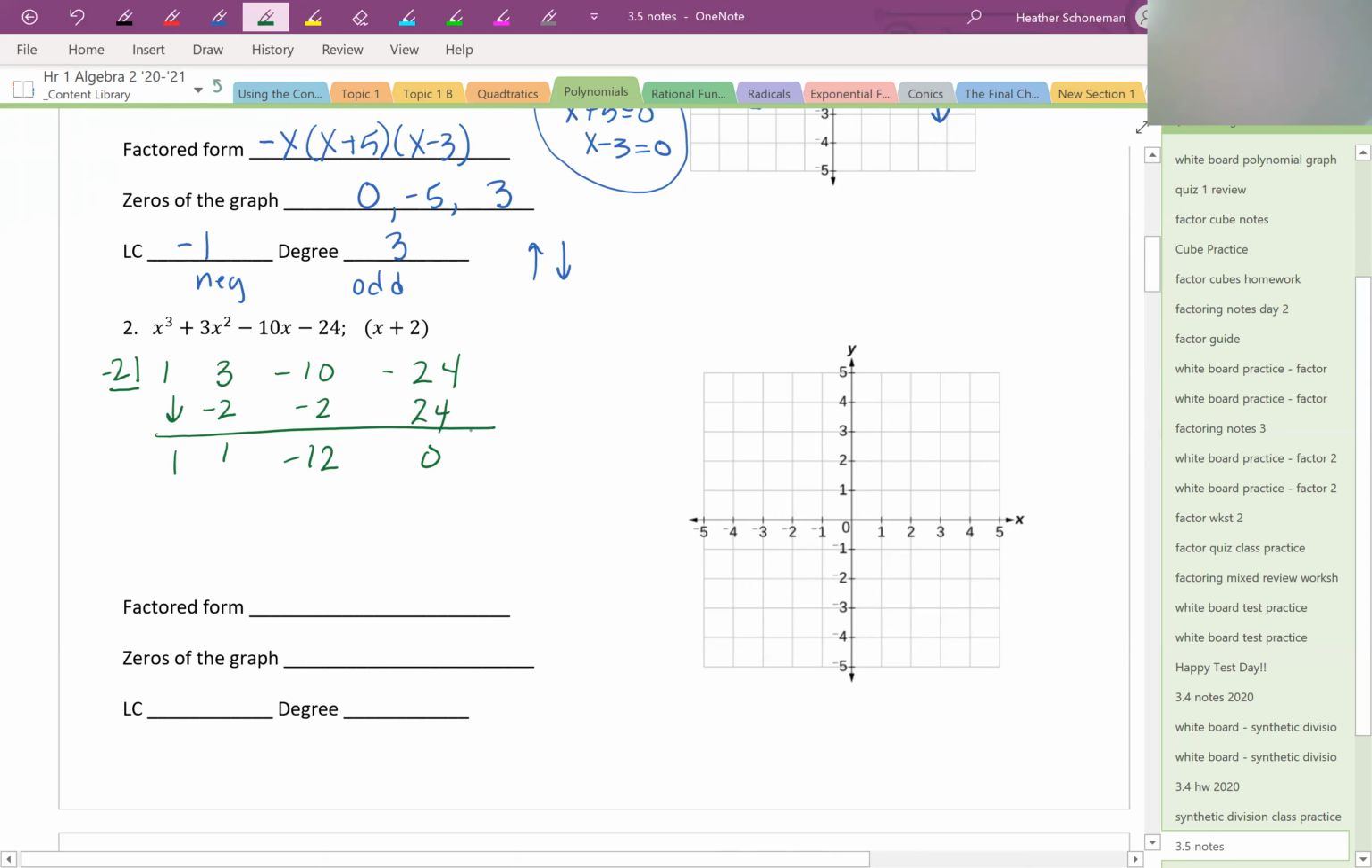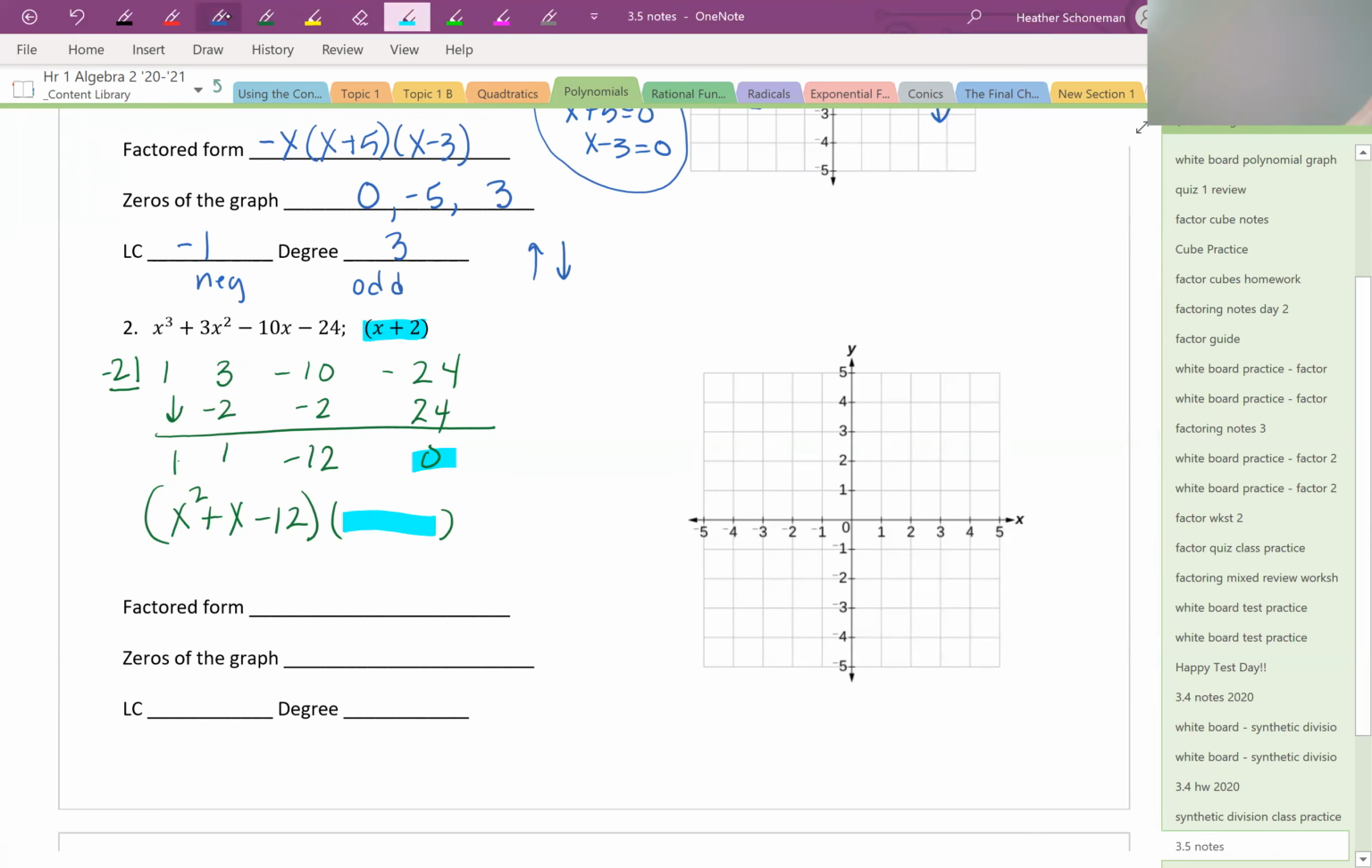When you are doing this, because this is one of your factors, your remainder is going to be 0. And if it's not 0, you've done something wrong. Okay, this started with a cube, so this has got to be squared. So I've got x squared plus x minus 12. And I can take that times what I knew my other factor was, which is x plus 2. And now I can factor this x squared plus x minus 12 more. It's a trinomial.